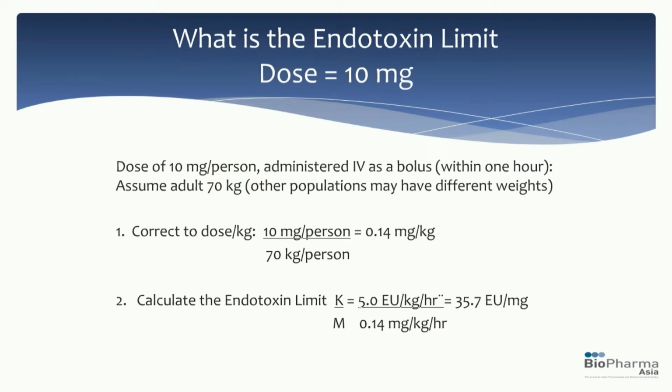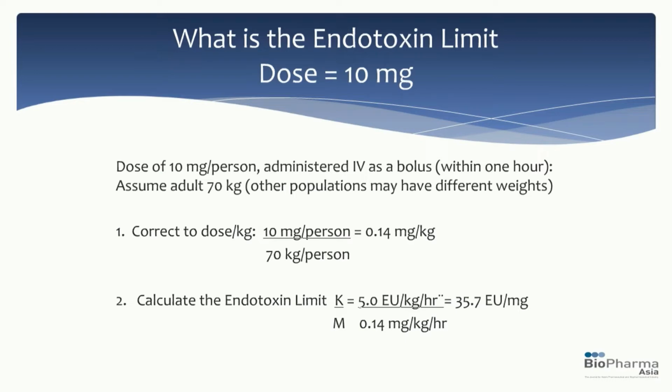Now remember, other populations may have different weights. So in Japan, for example, the average person weighs 60 kilos. If you have a product that's targeted to children, you might want to go to the CDC tables to find out how much the average child weighs. So if your drug is targeted to adolescent children, you can go to those tables and find out what the average weight of the adolescent child is. But in any case, when you have a dose that's in milligrams or milliliters, whatever, per person, we have to correct that dose to per kilo.